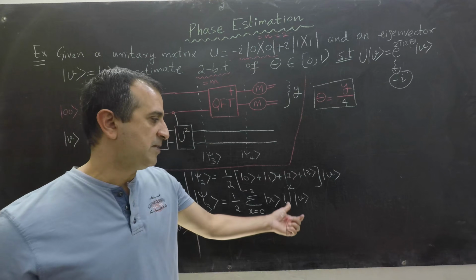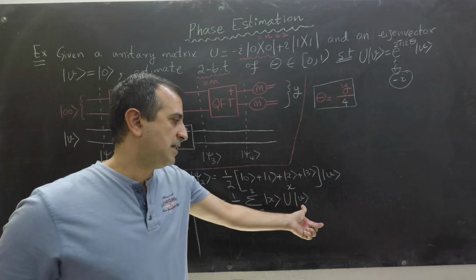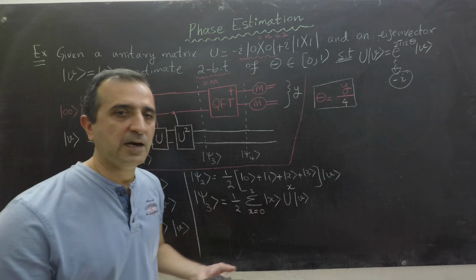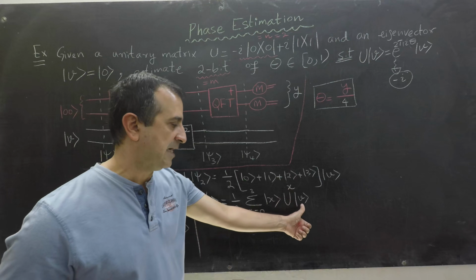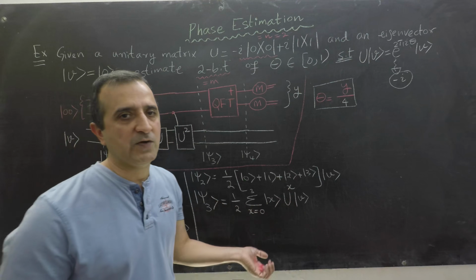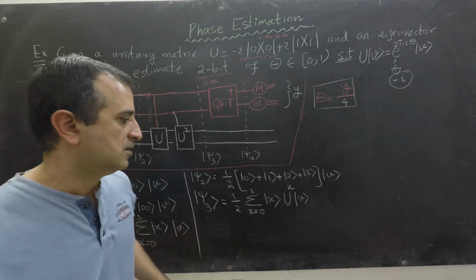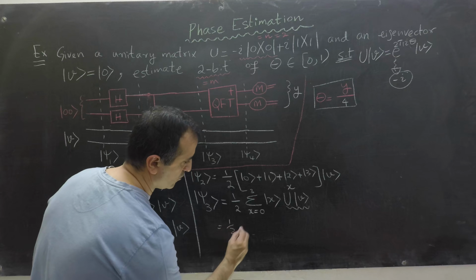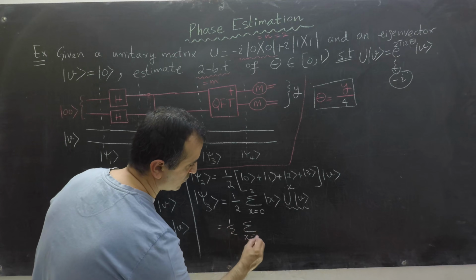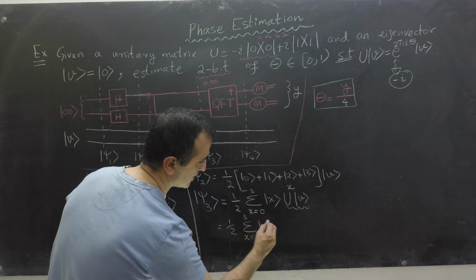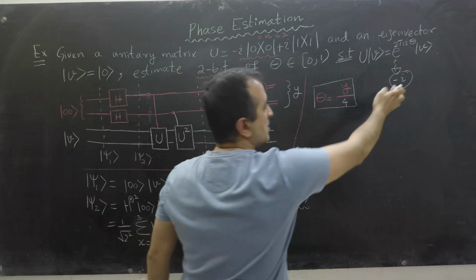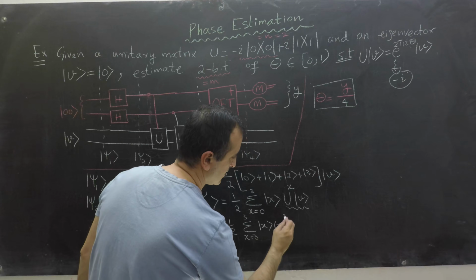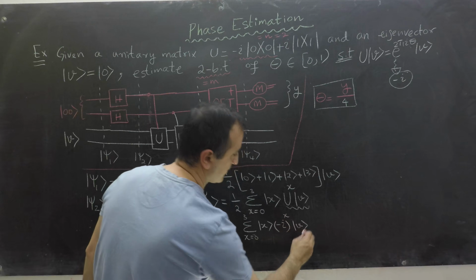Whenever we apply the unitary matrix raised to power x on |v⟩, our result will be the eigenvalue. This unitary matrix will be replaced by the eigenvalue raised to power x times |v⟩. So this is by the definition of eigenvector and eigenvalue. So this thing will be replaced by 1/2, summation x equals 0 to 3, |x⟩, and here I will use my eigenvalue, which is minus i raised to power x, |v⟩.